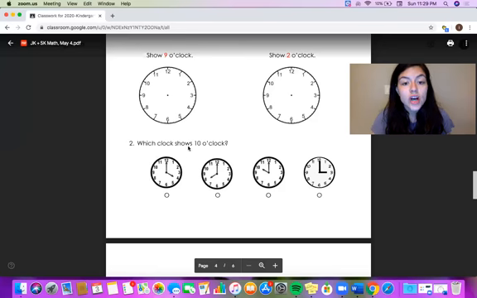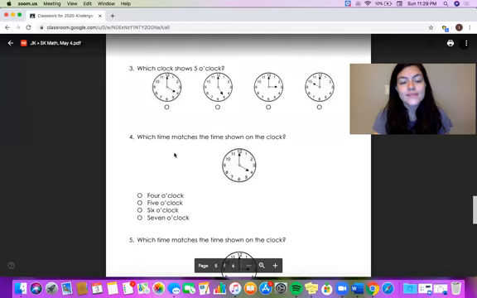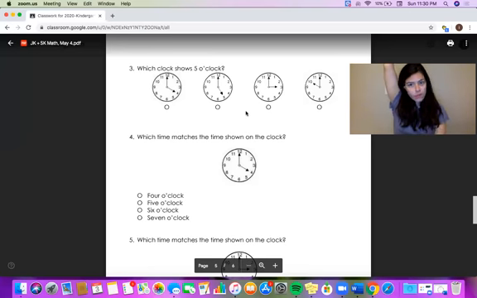Number 2, which clock shows 10 o'clock? So look at your options. Which clock shows 10 o'clock? Hint, pay attention to where the hour hand is pointing, the short hand. Next page here, just for SKs. Number 3, which clock shows 5 o'clock? Which clock shows 5 o'clock? Again, pay attention to the hour hand, the short hour hand, because the top one is not moving.